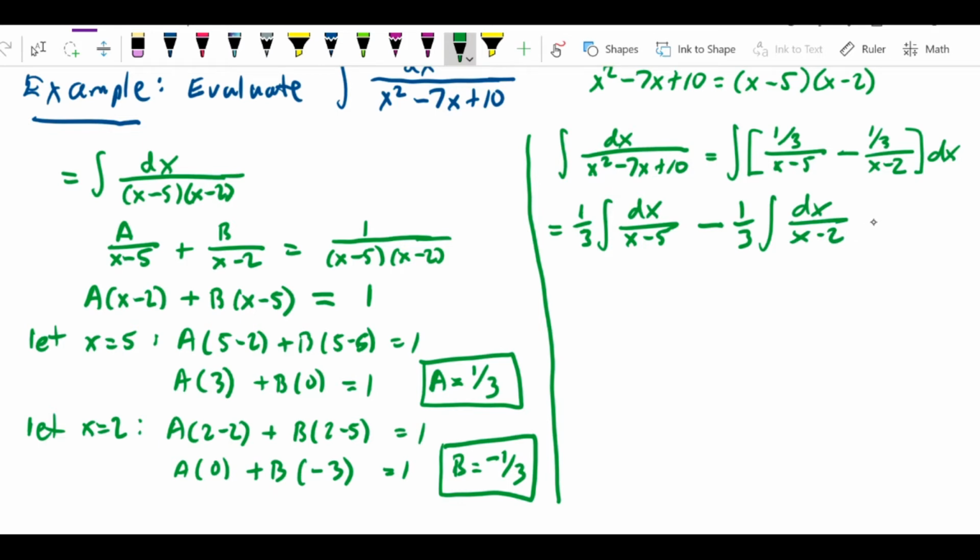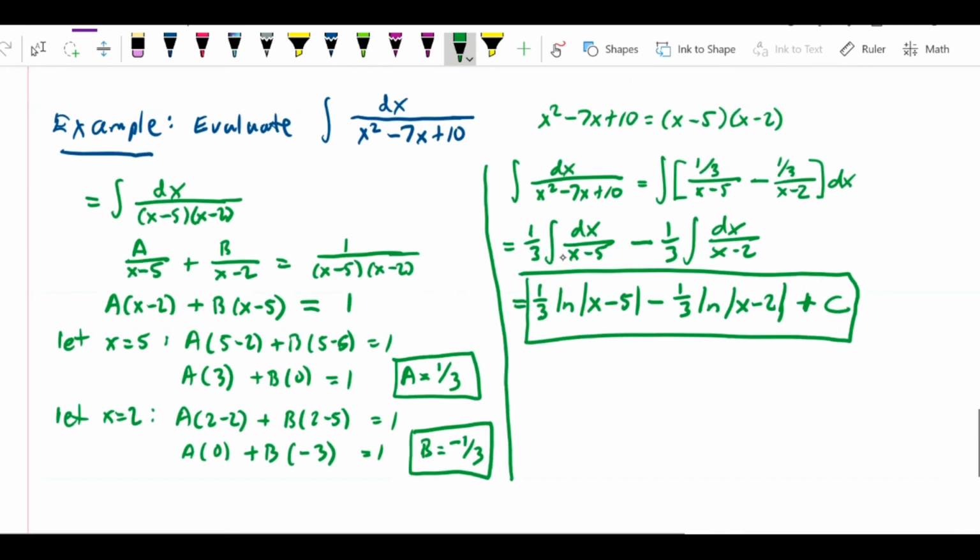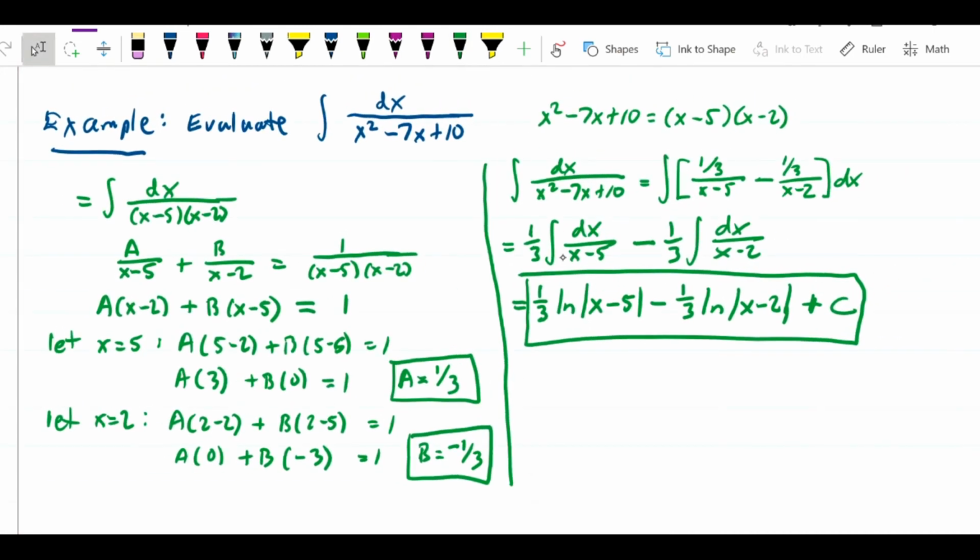So I can now just integrate these separately. We know how to integrate functions of the form 1 over x plus or minus a constant. So this is going to be 1/3 ln|x minus 5| minus 1/3 ln|x minus 2|, and we add a plus C, and we're done. And that is the indefinite integral of the given function.